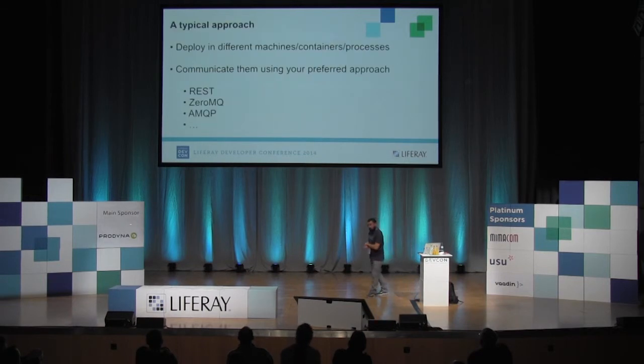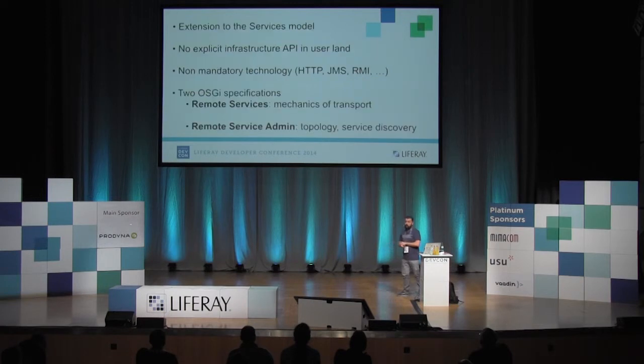So how do you solve this problem? You have the common approach: I deploy in a different machine, a different process, and a different VM in Amazon, whatever you want, and I communicate all these services using REST, using RabbitMQ, using AMQP, whatever technology you think is right for your solution. And it's perfectly fine. And I want to propose a different approach.